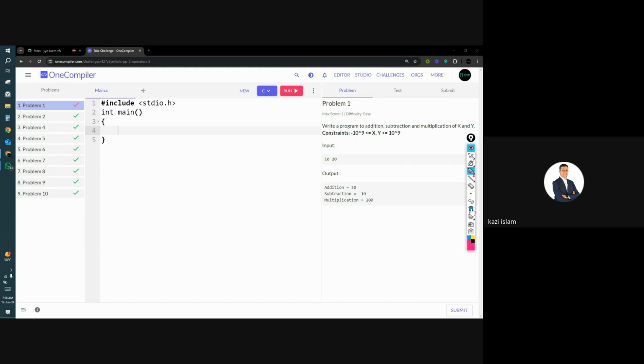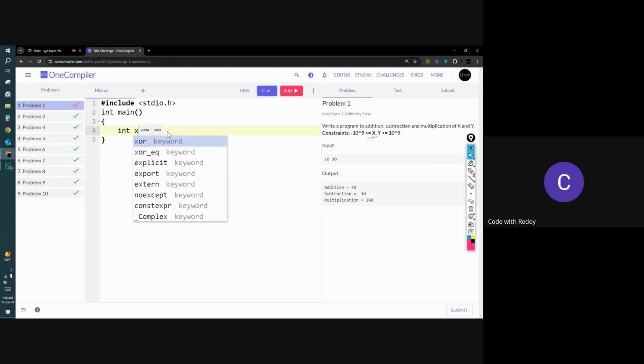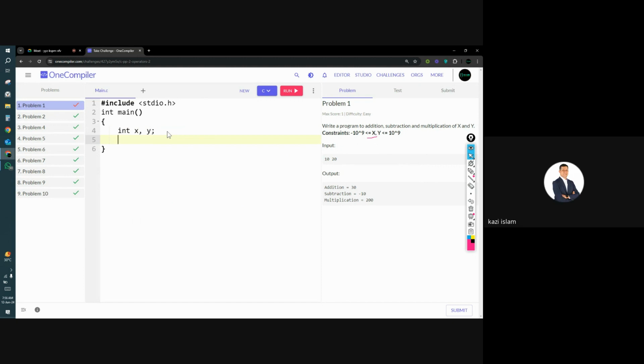So we can say the maximum value for x can be 10 to the power 9 and the minimum value for y can be minus 10 to the power 9. And this is the range of integer. That means we can use the data type integer for x, y. Is it okay? Our concern will be for the maximum one, not the minimum one. Always we think about the maximum, not the minimum.